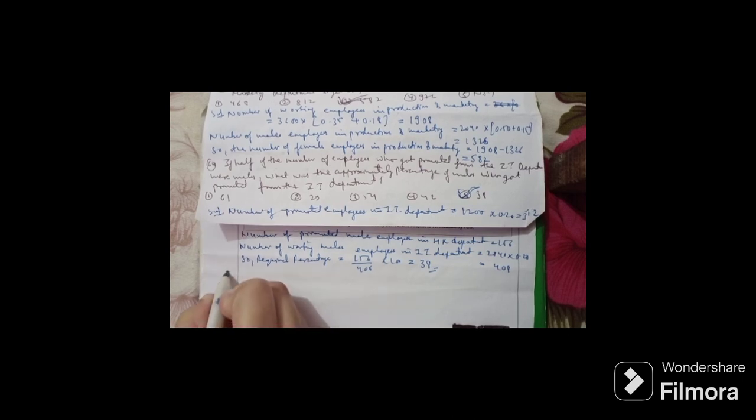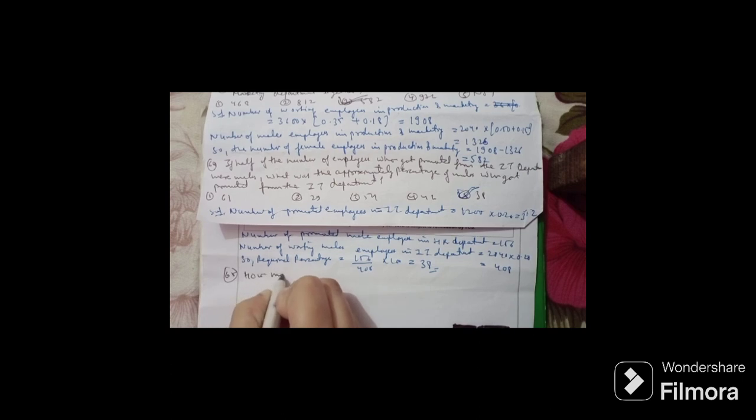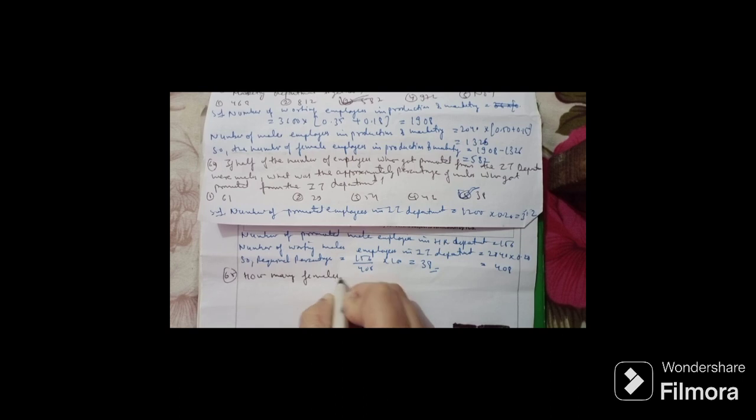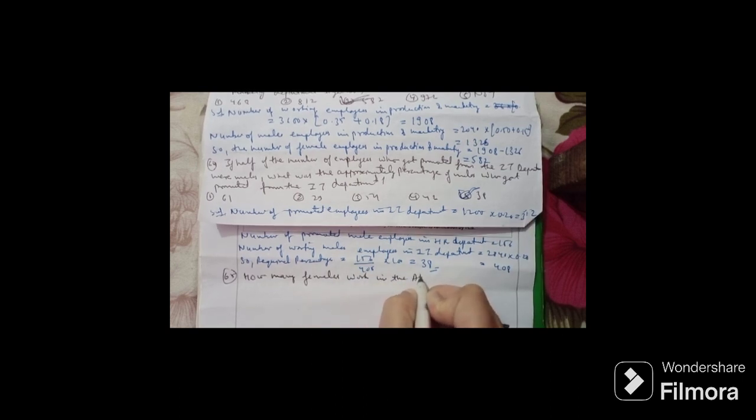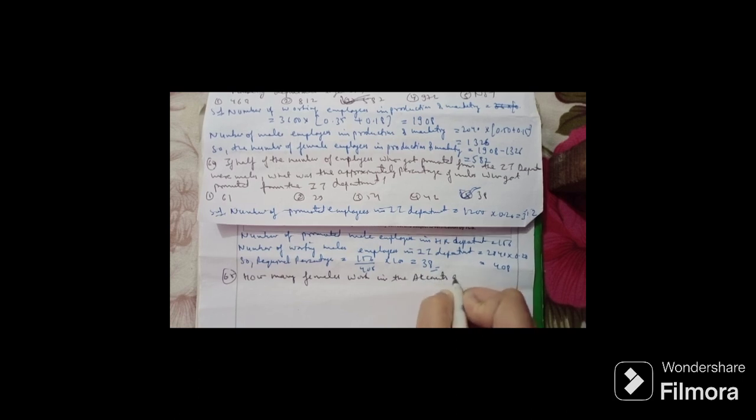Now we go for the 65th question of the session, as follows. How many females work in the accounts department? Options are 618, 592, 566, 624, and none of these. Let's go for the same. So the question has been as follows, the 65th question. How many females work in the accounts department?